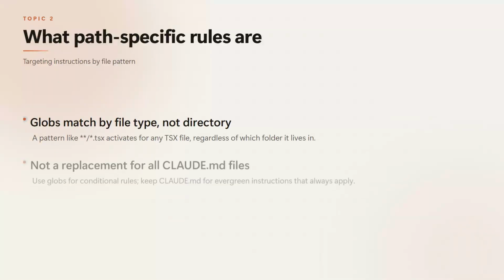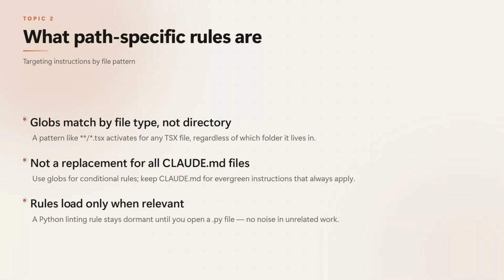Path-specific rules are configuration files that load conditionally, only when you edit a file matching a glob pattern. They live in .claude/rules and use YAML Frontmatter with a paths field. A pattern like **/*.test.tsx applies the rule to every test file, no matter which directory it sits in. This is not a replacement for all CLAUDE.md files. When a convention belongs to a specific directory, like a vendored library or a legacy subsystem, a directory-level CLAUDE.md is still the right tool. The distinction is file type versus place-based conventions.